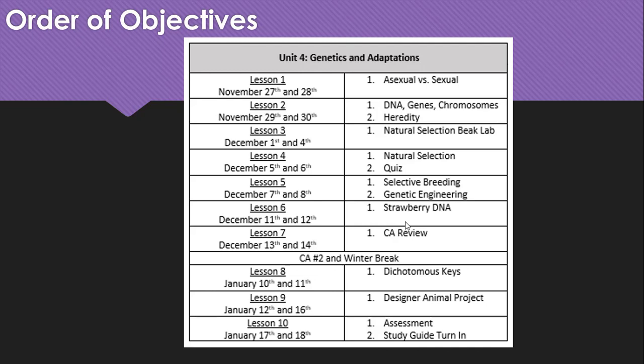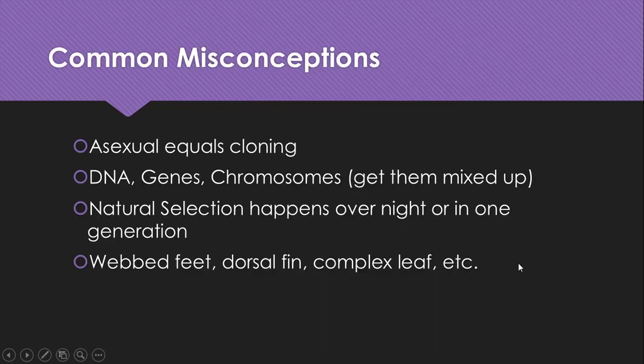So that's basically it for semester 1, and then you do a CA review. And then after the winter break, students come back and do one more main objective, reading dichotomous keys, which students usually pick up pretty easily. And then we head into the project and assessment. So again, this is a little bit of a shorter unit, but it is kind of difficult to get them to retain all the information from first semester over to second semester. So if you need to add a day in here for review, I highly encourage it.